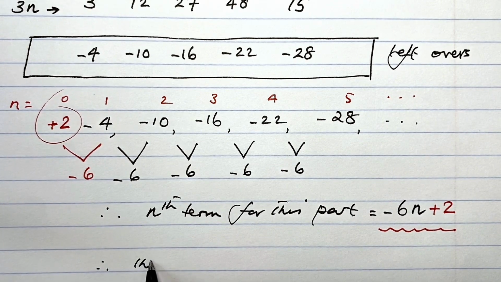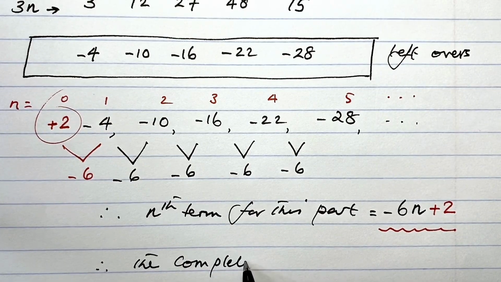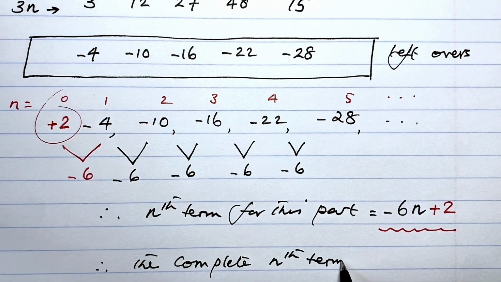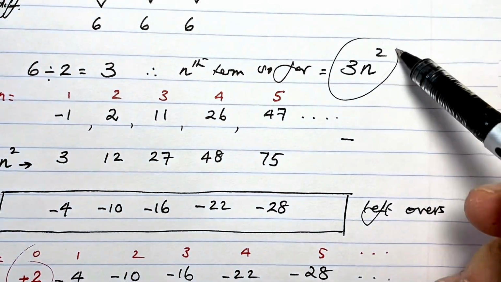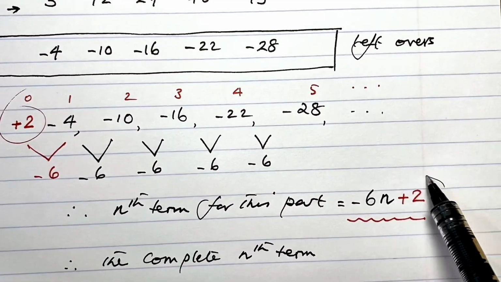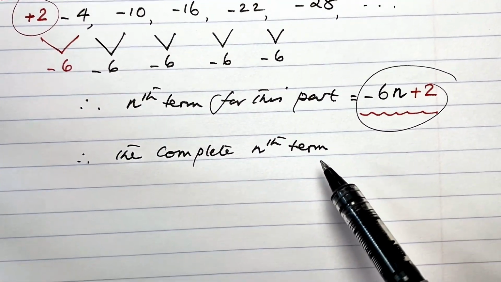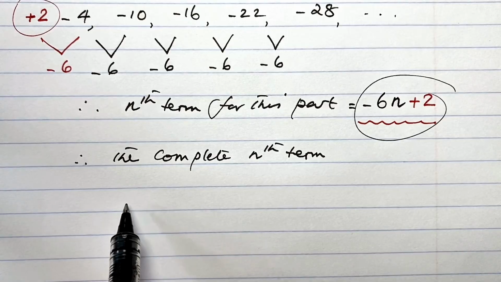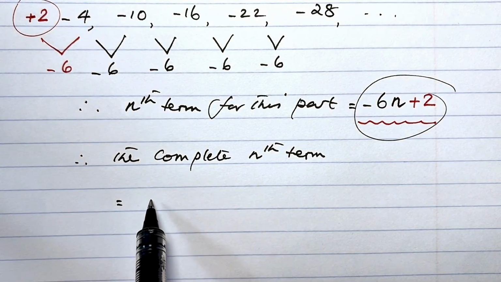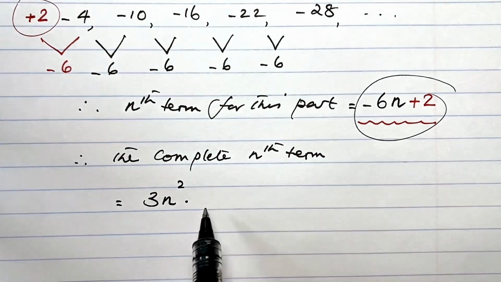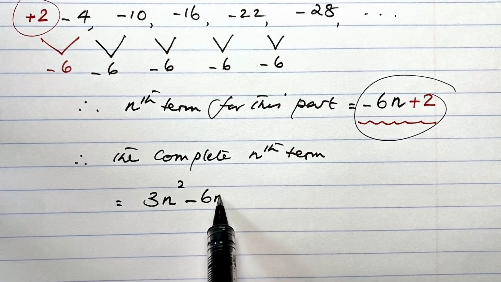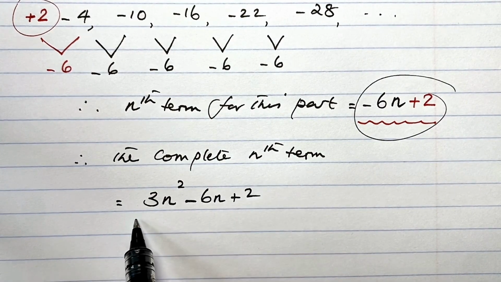Therefore, the complete nth term would be the part here and these two put together: 3n squared from the first part plus that, minus 6n plus 2.